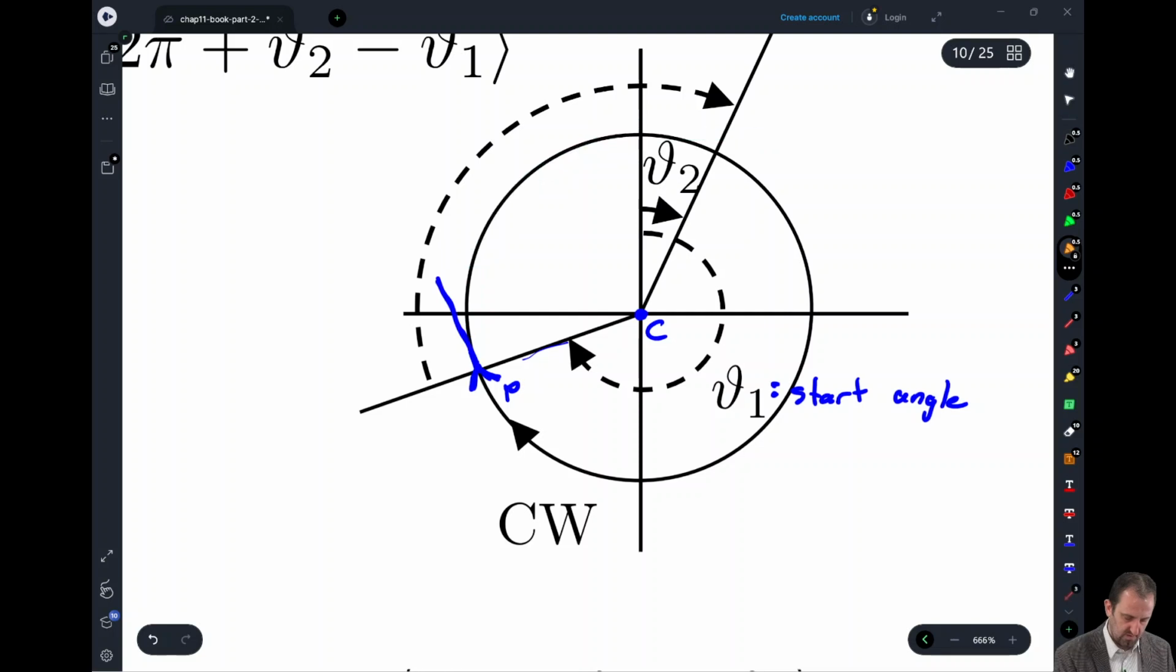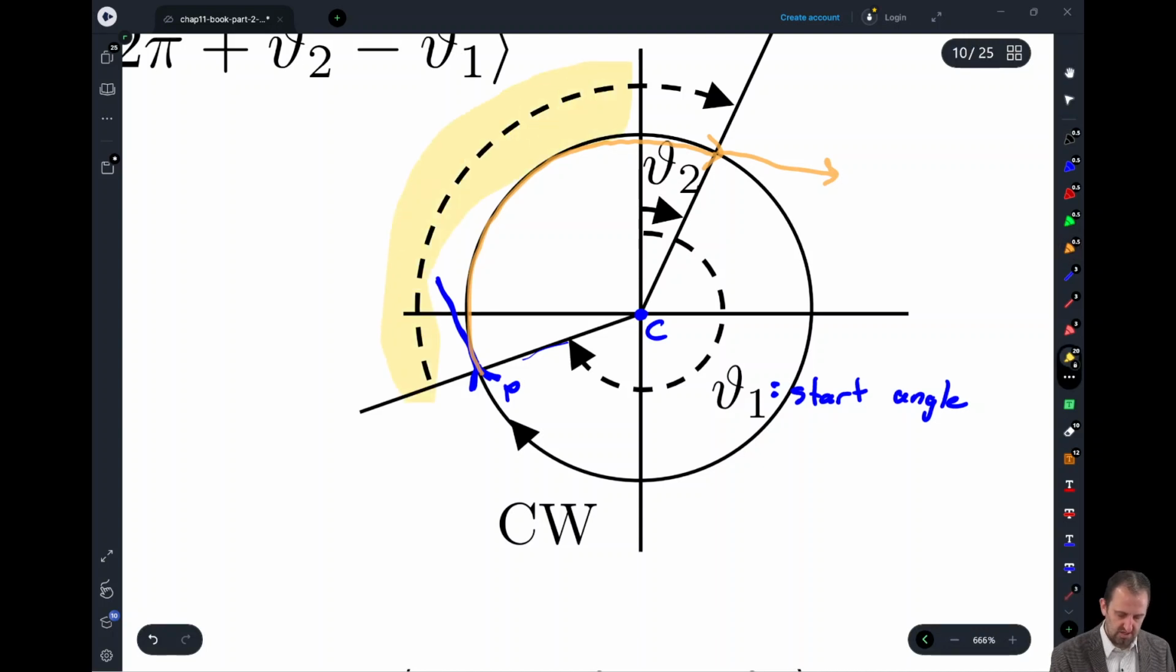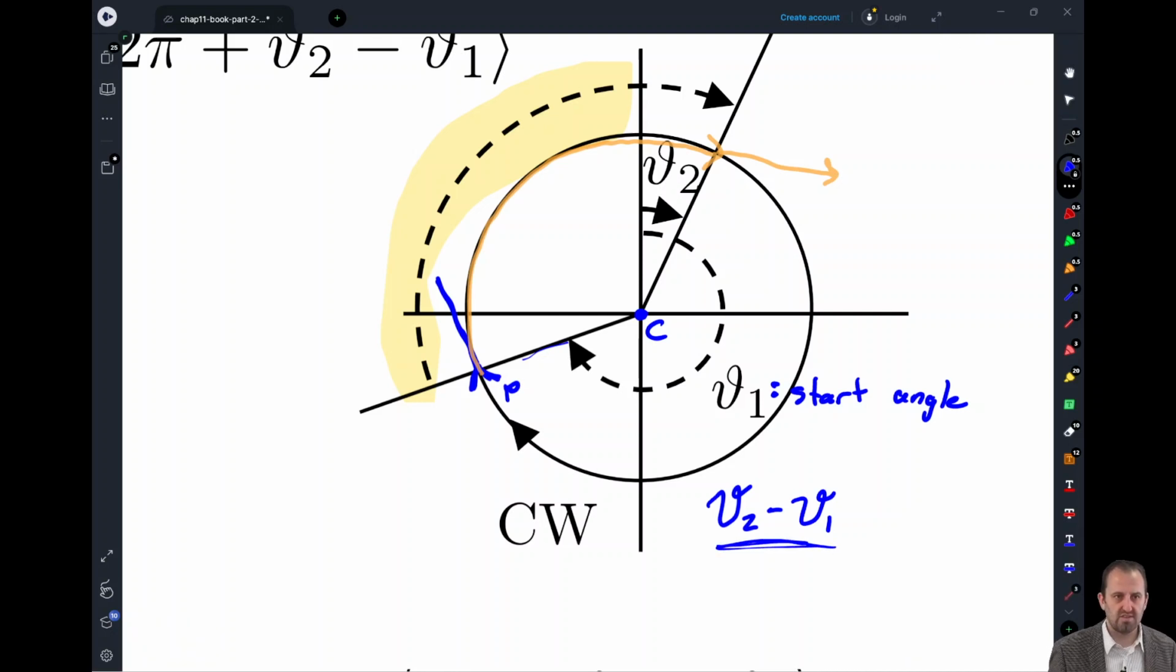Oops. I did it to the north axis until we get to this location. Okay, so our starting angle is at theta 1, and our ending angle is at theta 2. So the question is, what is the arc length between these two? Well, it's just going to be theta 2 minus theta 1. This is the total amount of angular change that we have on that circle.